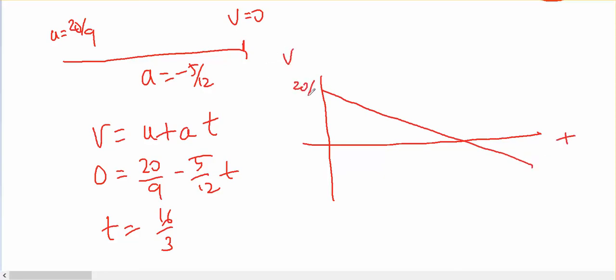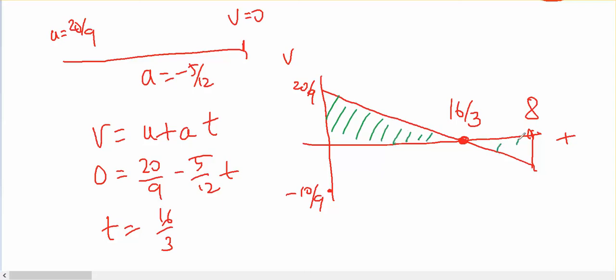So I'm going to use a velocity time curve. I know we start at 20 on 9 going in the positive direction, and we finish at minus 10 on 9 in the negative direction. And I know that all up that's 8, and I know that's 16 on 3. And what I'd like to do is find the distance travelled in the positive direction, the distance travelled in the negative direction, and add them together. Now I'm going to do this because these are two nice triangles.